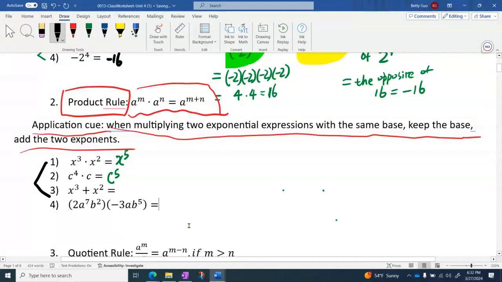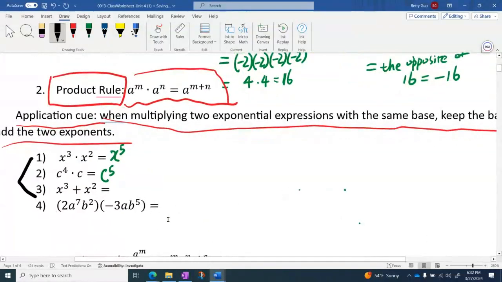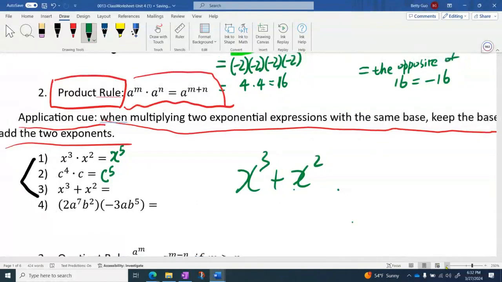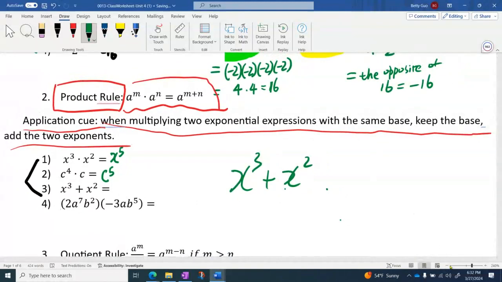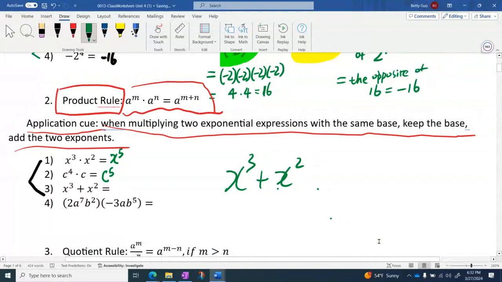Think about this question. Are we able to apply the product rule on question number 3, on the expression x cubed plus x squared? The sentence I wrote here tells us at least 2 things. First thing, when do we apply the formula, the rule? Second thing is how do we apply it? Especially the first thing, you're going to know when you're going to apply this formula.